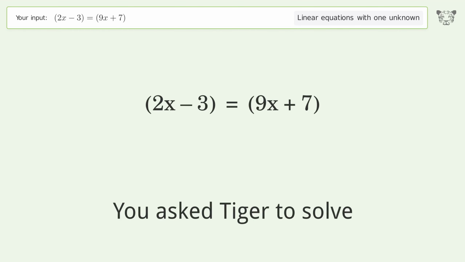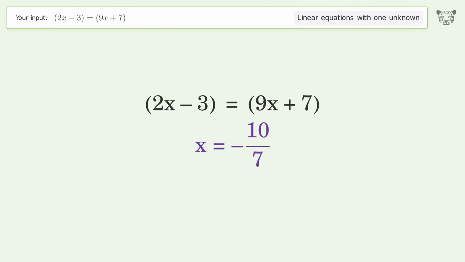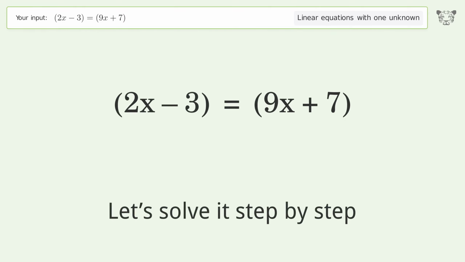You ask Tiger to solve. This deals with linear equations with one unknown. The final result is x equals -10/7. Let's solve it step by step.